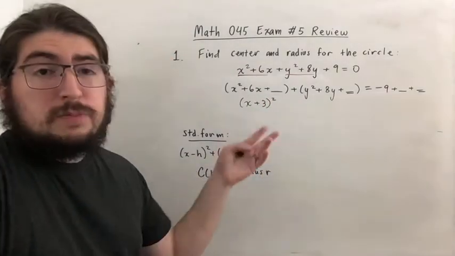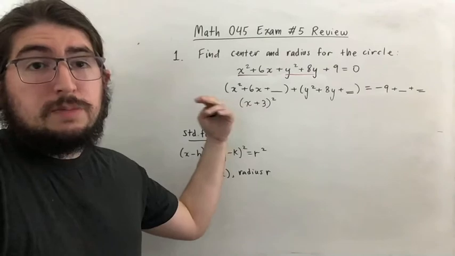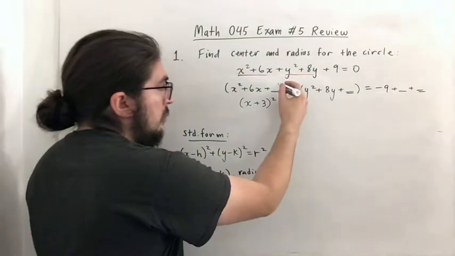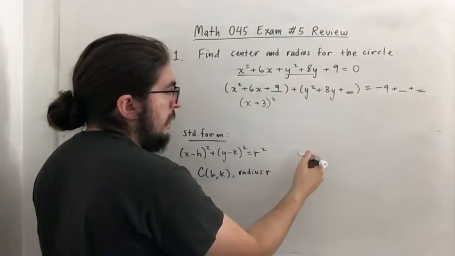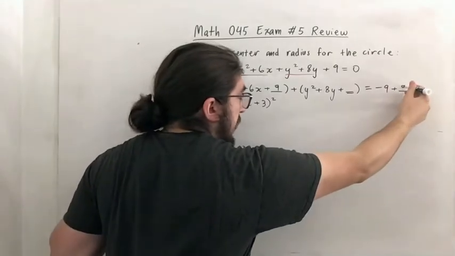And you can check it out just by expanding out. You get x squared plus 6x plus 3 squared is 9. So we need a 9 here. Okay, that means I need to add a 9 to the other side.